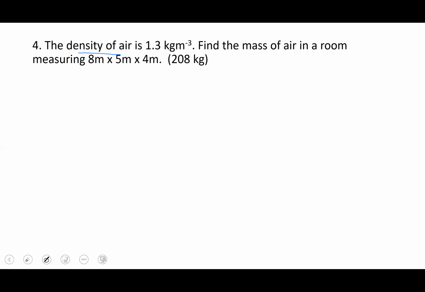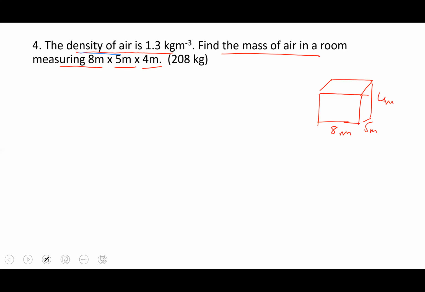Question number 4 says a density of air. The density of air is given to us, which is 1.3 kilograms per meter cube. Now this is the density of air in specific volume, you can say in this case. And find the mass of the air in the measuring volume of a room, which is 8 meters, 5 meters, and 4 meters. That means there's a room which has 8 meters, 5 meters, and 4 meters volume, and the density of air is 1.3 kilogram per meter cube.